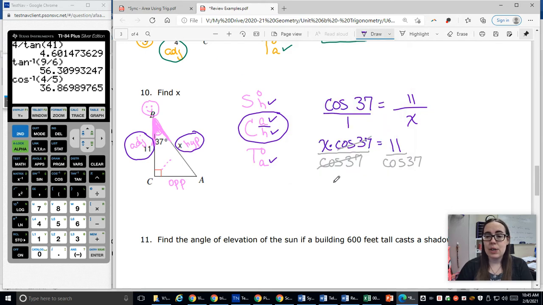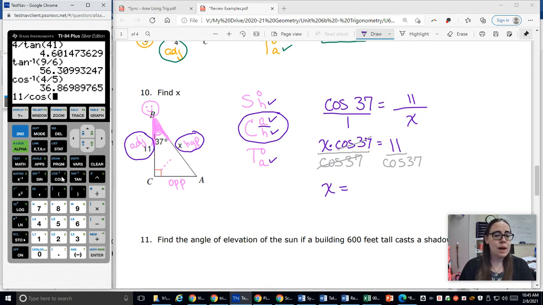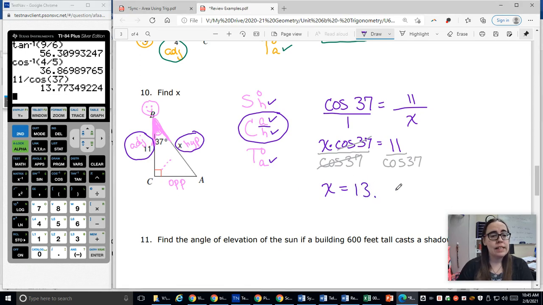All right, so x equals 11 divided by the cosine of 37. 11 divided by the cosine of 37, put that seatbelt on, is 13.773. That is my answer for x. Let's look at number 11.